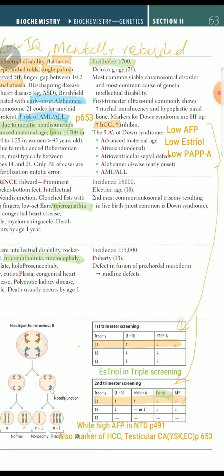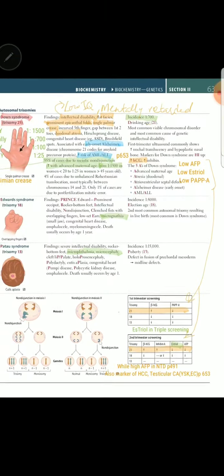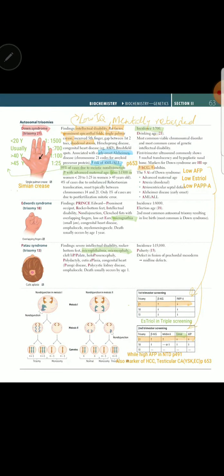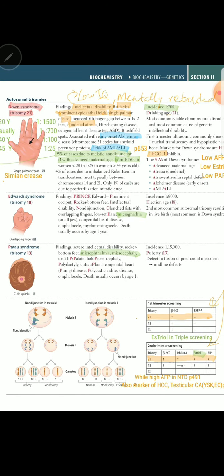We also know that high alpha fetoprotein is seen in neural tube defects, but the specific marker for neural tube defects is acetylcholinesterase. That is another MCQ, page 491. You can add on it. Also, alpha fetoprotein is a marker of hepatocellular carcinoma and testicular carcinoma, for example yolk sac tumor. They are given on page 653. So Down syndrome is very important. All details are added on, and you can read it again and again.